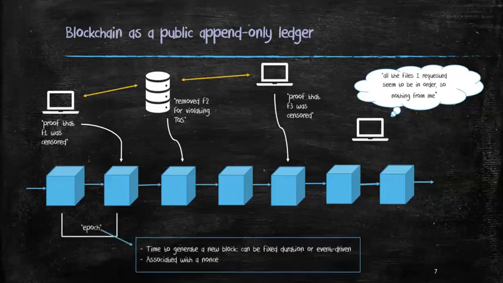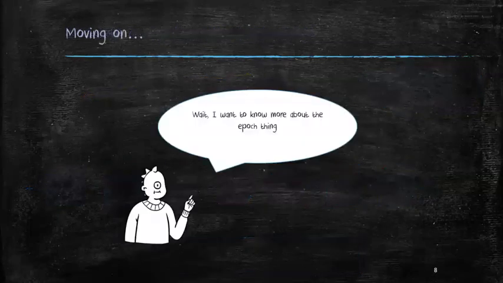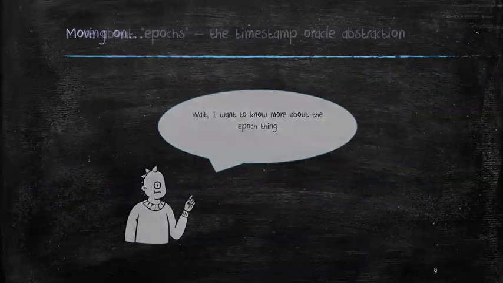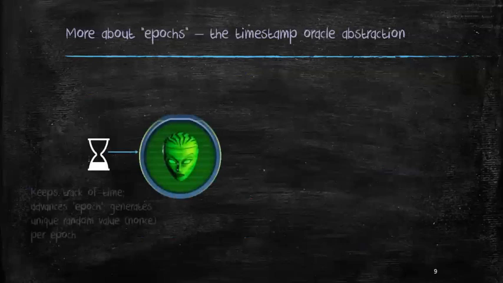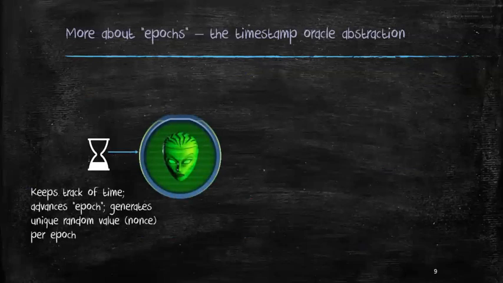So when we talk about the blockchain, we have to consider the notion of an epoch. What is an epoch? An epoch is the time the system takes to generate a new block. It can be either fixed duration or event-driven, and it's always associated with unpredictable nonces. To talk about the epoch, I also want to talk about the timestamp oracle. The timestamp oracle here is an entity that keeps track of time. It advances the epoch, and it always generates a unique, random, and unpredictable value called a nonce per epoch whenever it creates a new epoch.